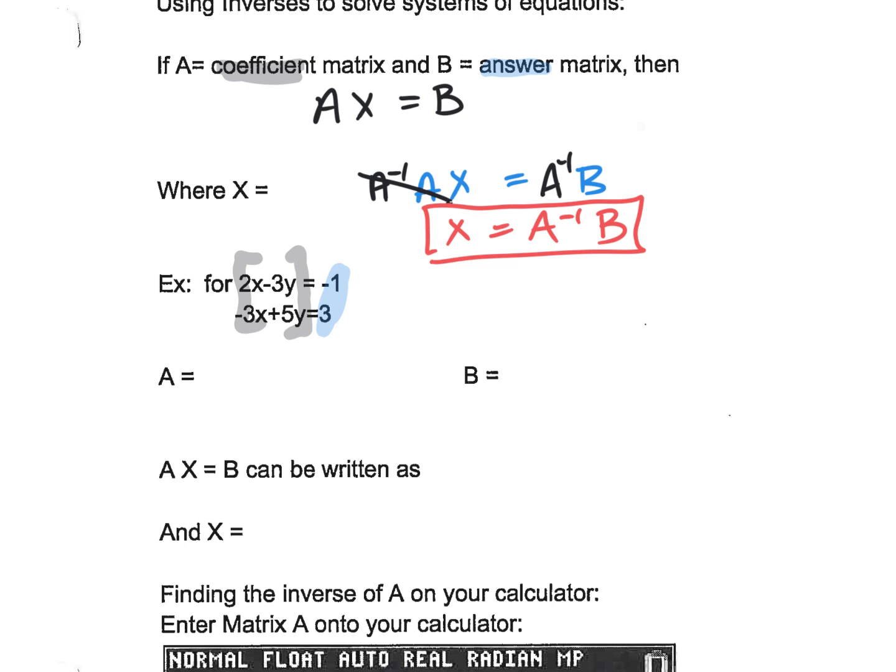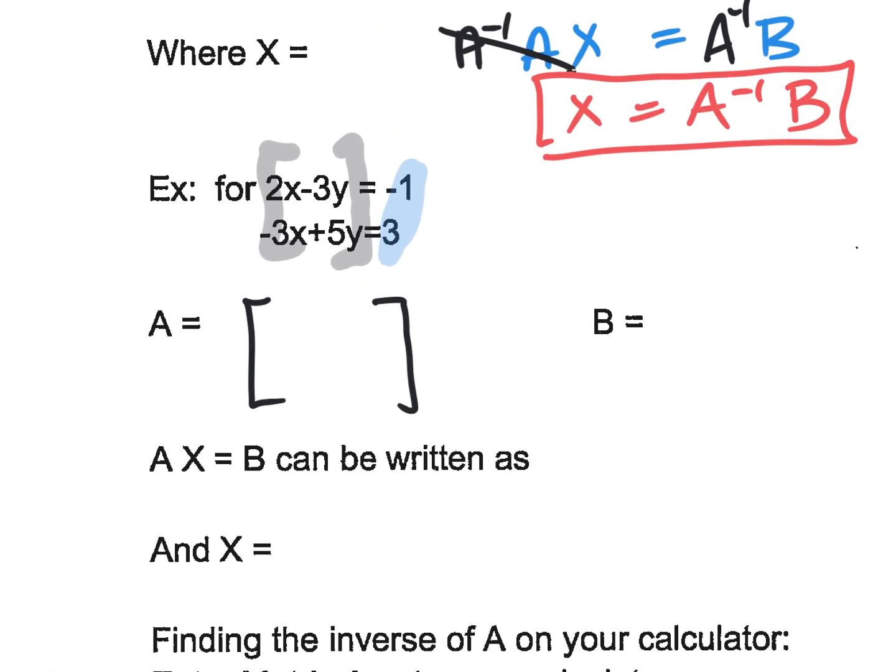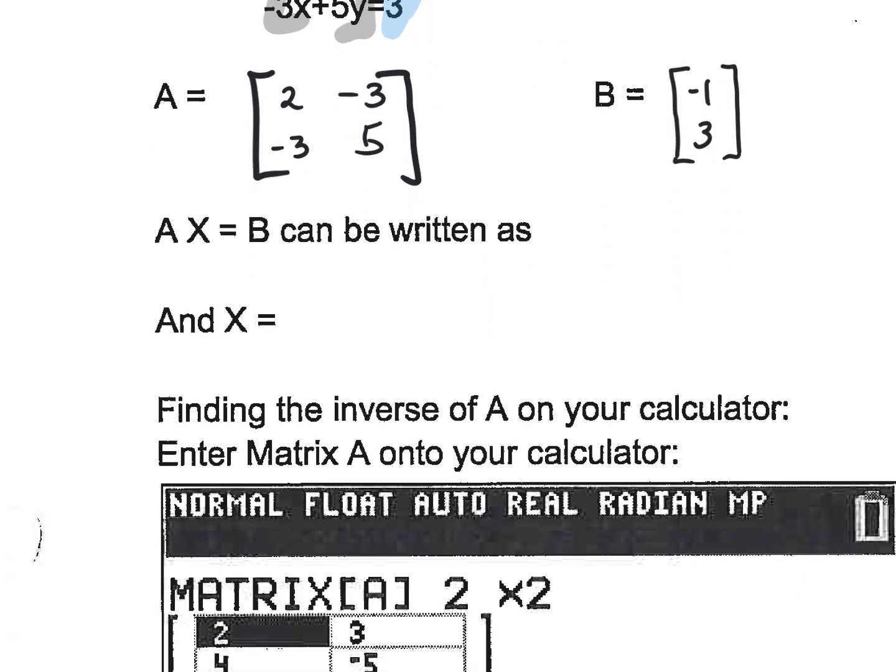So now what is A going to be here? What is my coefficients matrix going to be? We're going to strip the coefficients off, the coefficient part. So what are my coefficients going to be? 2, negative 3. And then the next line would be? Now the answer matrix is just going to be a 2 by 1. Notice that was a 2 by 2. So what is my answer matrix going to be? Yep, negative 1, 3. So now AX equals B can be written as 2, negative 3, negative 3, 5 times X equals negative 1, 3. Okay? Now X is going to be A inverse B.